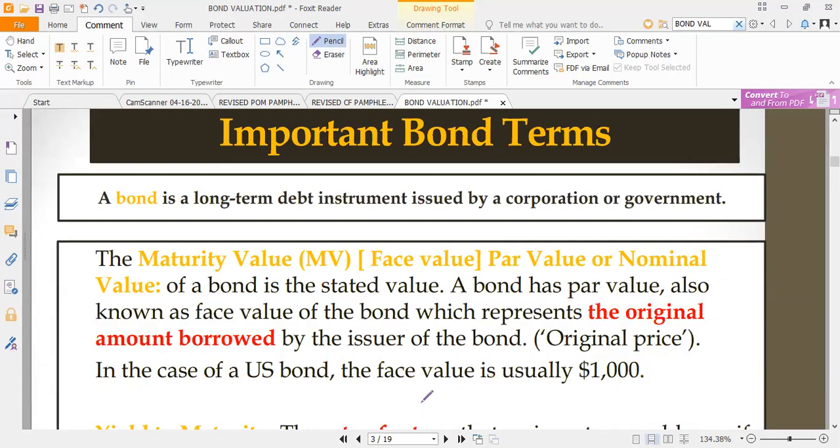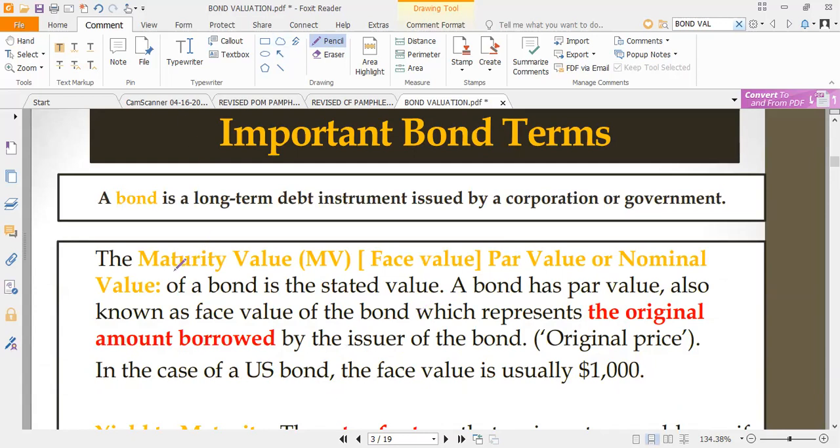So to start with, what is a bond? A bond is simply a long-term debt instrument that is issued by a corporation or a government. Ironically, when somebody is issuing a bond, they're in other ways trying to borrow money from you. There's a bond holder and the issuer. So there are terms that you need to understand.